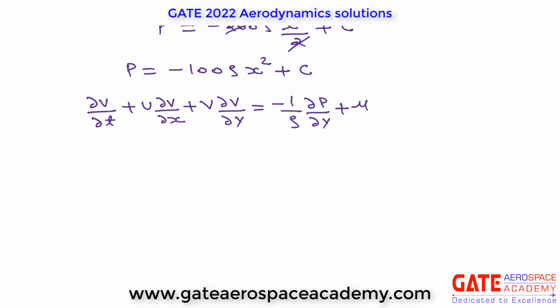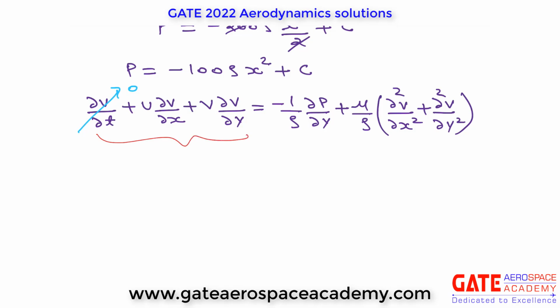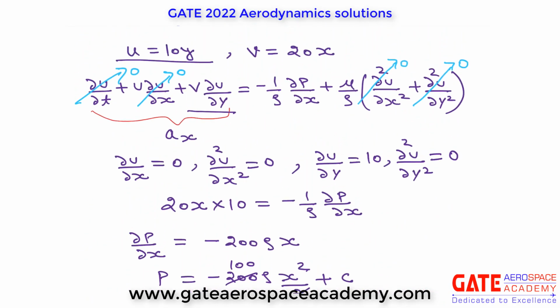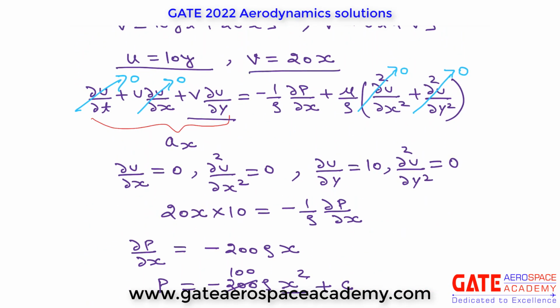plus mu by rho bracket dou square v by dou x square plus dou square v by dou y square, right? Again, for steady flow, this will be 0, right? And this entire term is the acceleration in y direction. So what is the expression for v? V is equal to 20x.